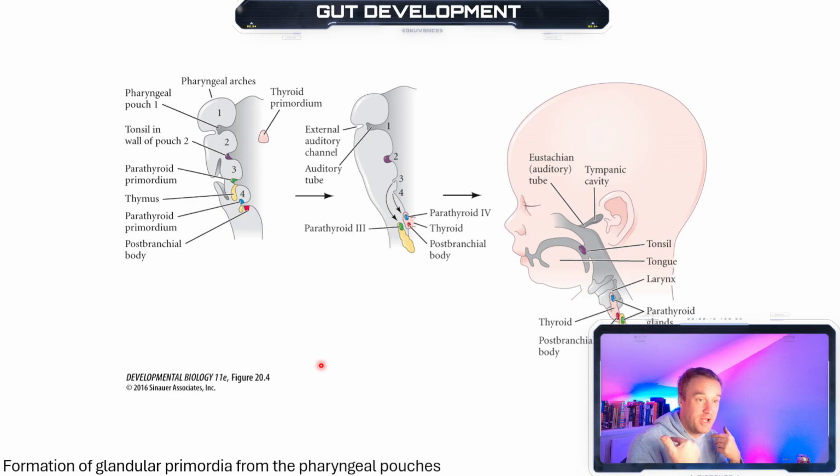The gut is our mouth, right? So this is the formation of the pharynx up at the top, and this arises from the pharyngeal pouches.